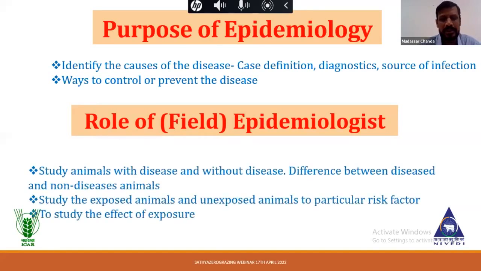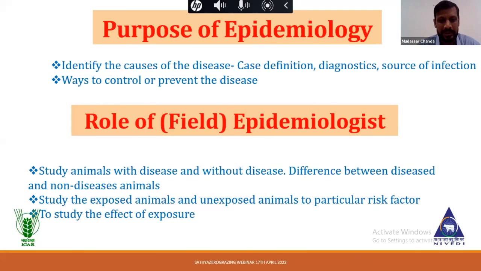Most of you may agree with my point: when we go for outbreak investigations, we try to study the disease, animals with disease, and we forget most of the times the animals without disease. One important component when we do investigations in the field is that we also have to collect data from healthy animals. Only then can we compare the difference between diseased and non-diseased animals. So there lies the very critical component.